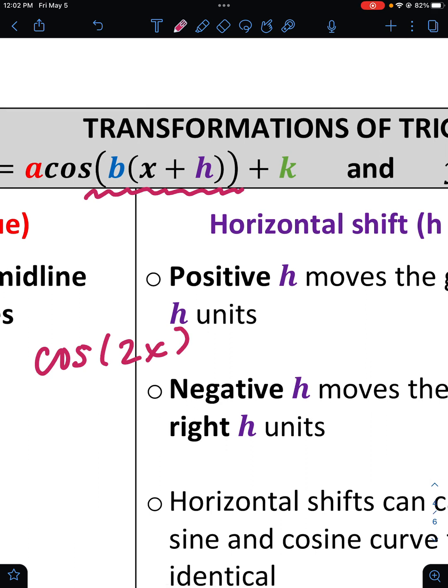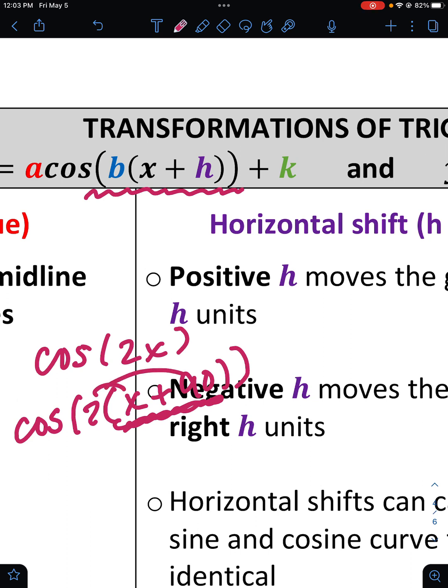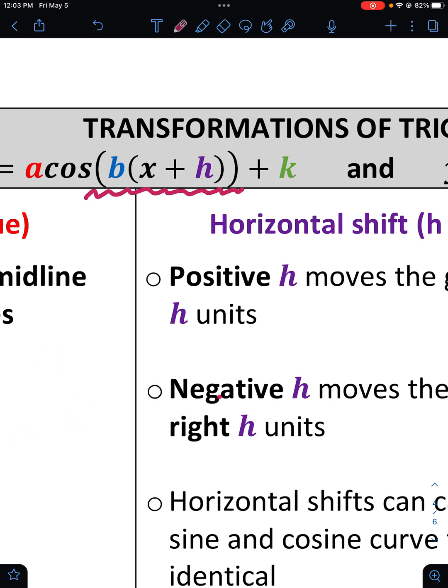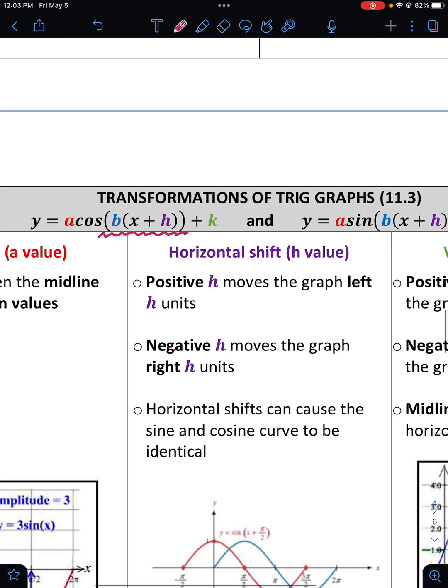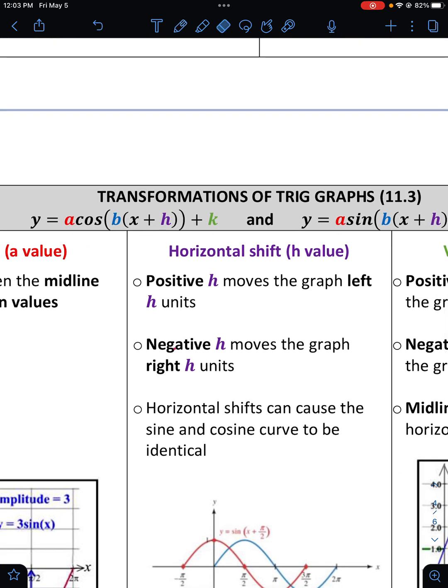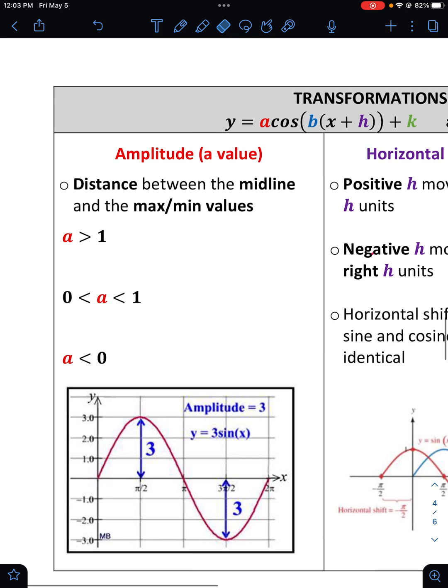But if we have cosine of 2 and then we're also shifting our graph by, let's just say, 90 degrees, so we have x plus 90 as an example, I'm going to have the double parentheses there with the horizontal shift in its own parentheses. That's really important because then the b value gets applied to the entire variable and shift, and you won't be able to get the graph you're trying to get if you don't do that. So. All right, so let's take a look at each of these individually now.